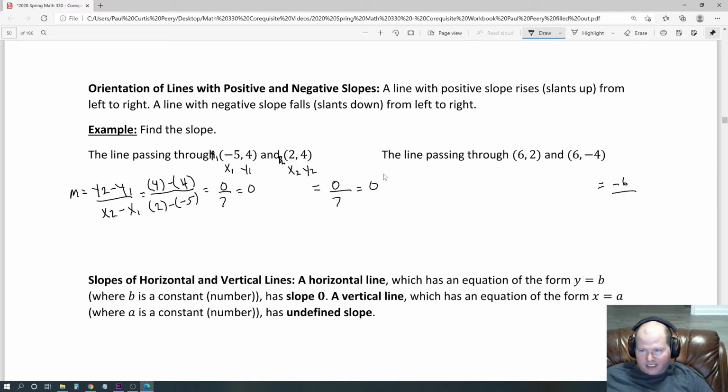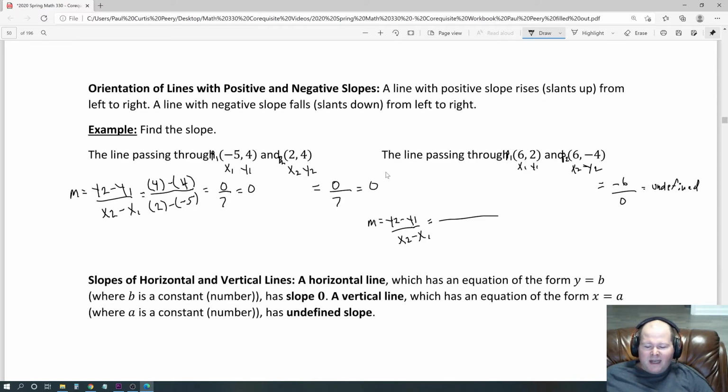X went from 6 to 6, so that's 0. Anything divided by 0 is undefined. Undefined. Okay, and that's a special case as well. Well, let's verify that using the math. Let's say slope is y2 minus y1 over x2 minus x1. And then we label everything thoroughly. Point 1, x1, y1, point 2, x2, y2.